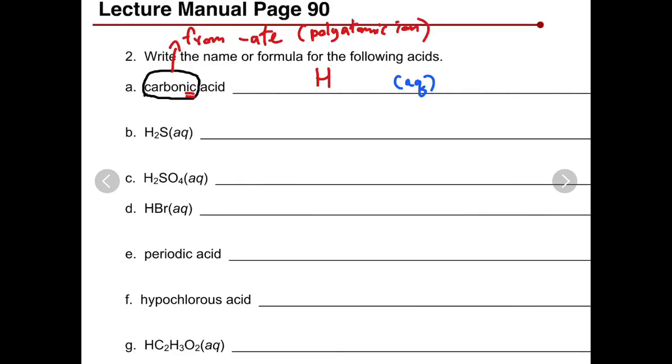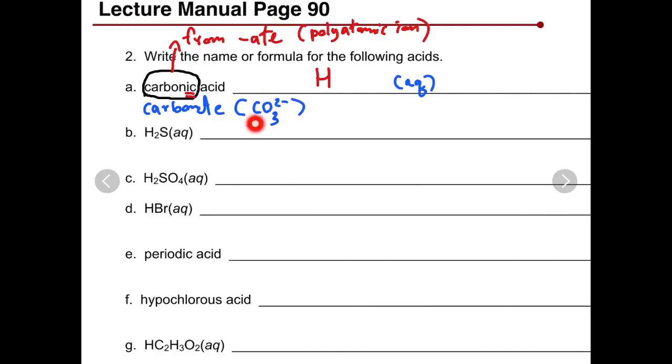If you look up the list of polyatomic ions on page 84, you will see that carbonic is going to be similar to the word carbonate, right? So this one is similar to the word carbonate. Therefore, in this case, you will need to use the chemical formula of carbonate, which is CO3 2 minus.